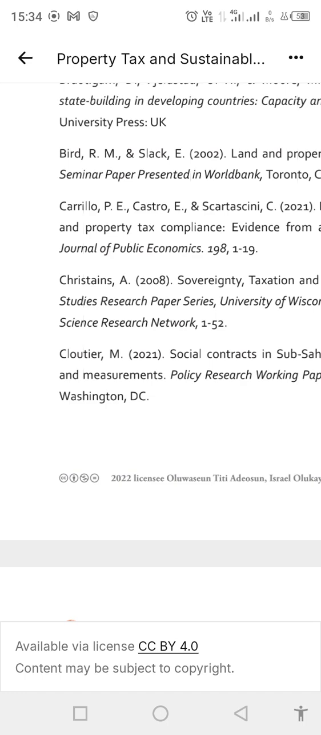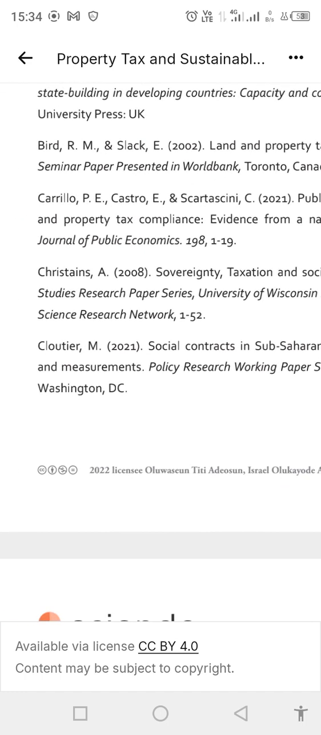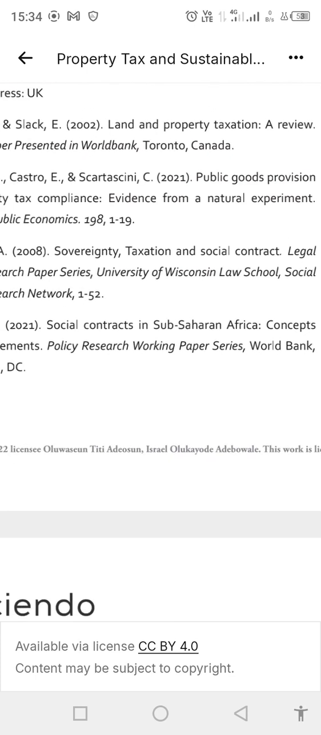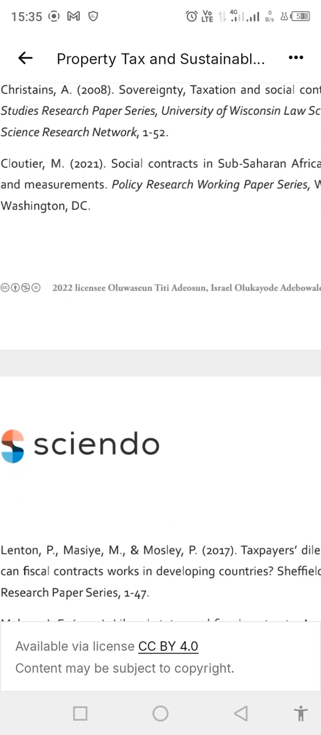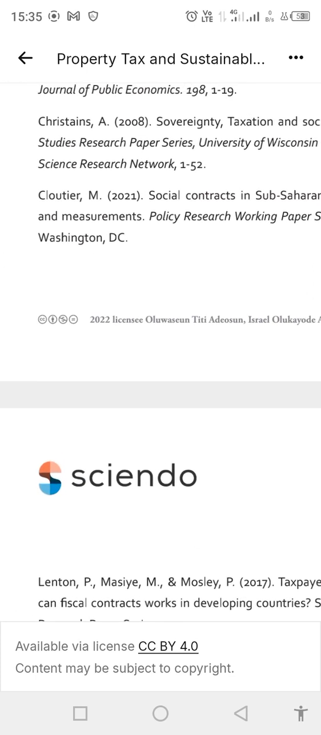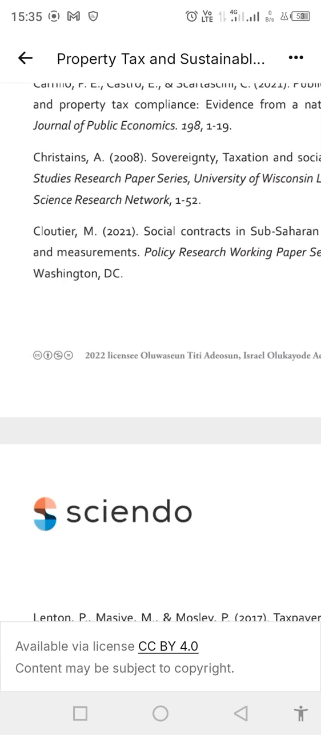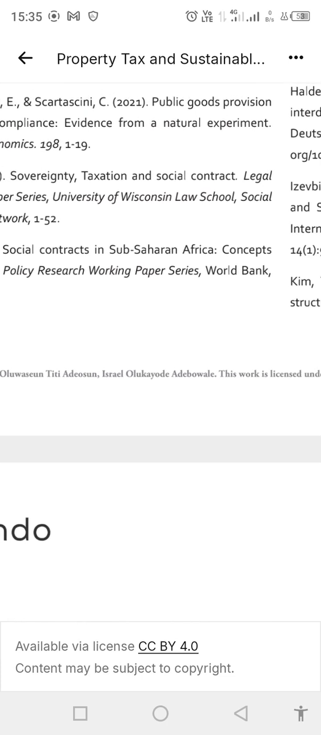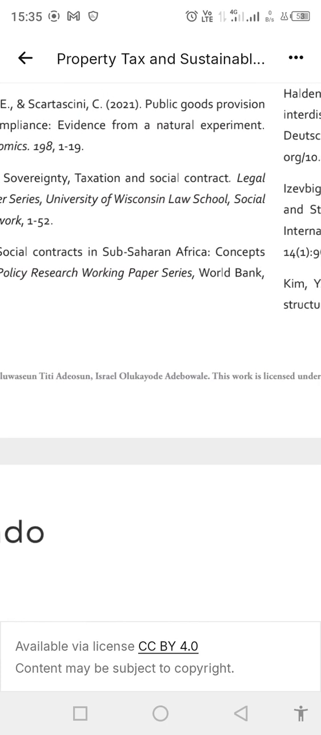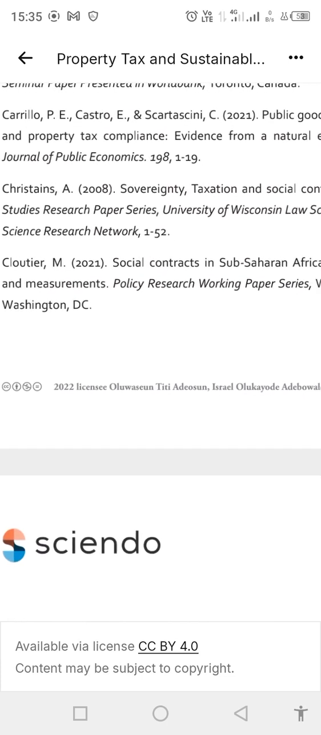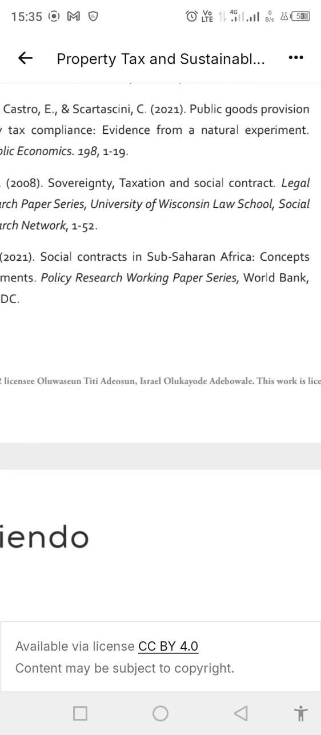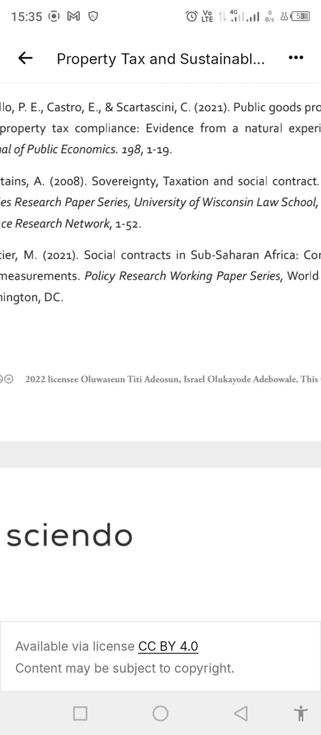How can we see the difference here? All right, let me look for another one. Okay, this is another one here. We have Cloutier 2021, Social Contracts in Sub-Saharan Africa, Concepts and Measurements, Policy Research Working Paper Series, World Bank, Washington, D.C. You see now, this is also like a conference paper or a working paper series or a research paper series. They all fall under the same category.